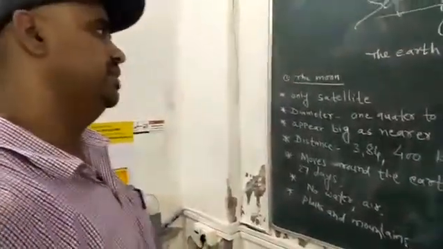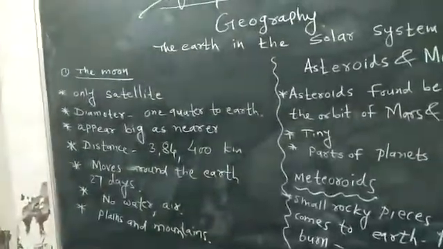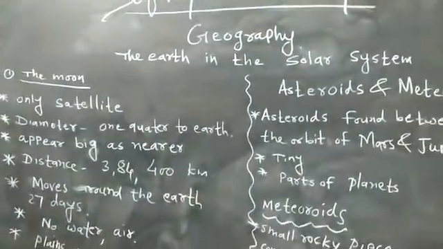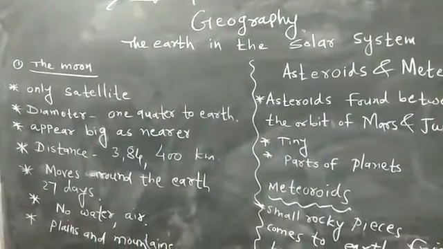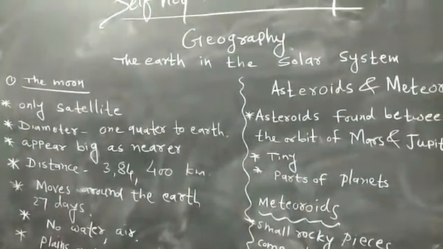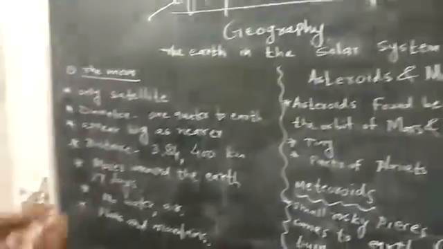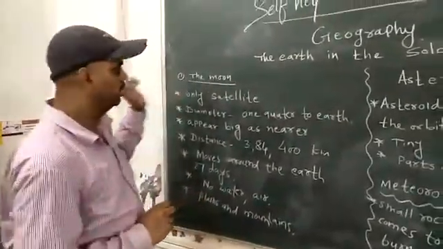Today we will be discussing two little topics of the lesson. They are the moon and the asteroids and meteoroids. Okay. So the first part we'll be discussing is the moon.